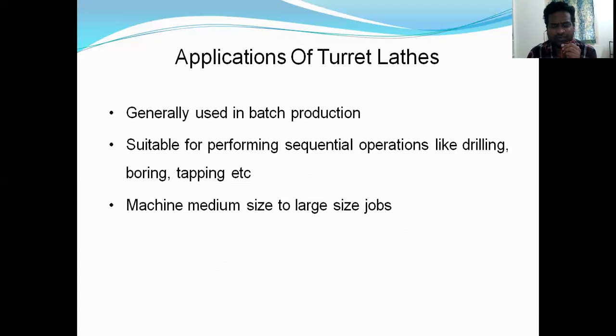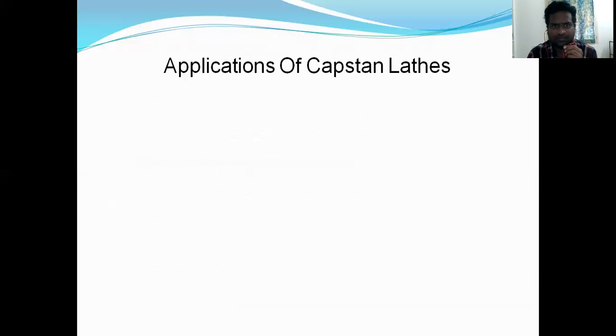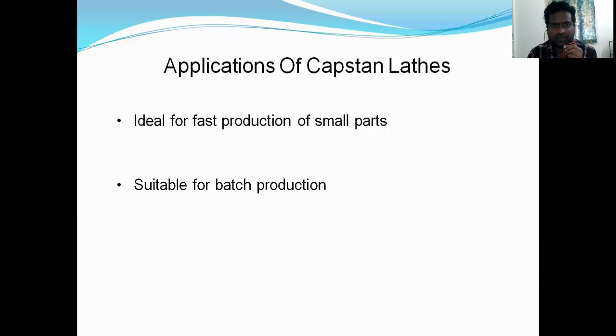It is useful for machining medium size to large size jobs. Okay, and applications of capstan lathe. It is ideal for fast production of small parts, suitable for batch production, and suitable for bar work also.